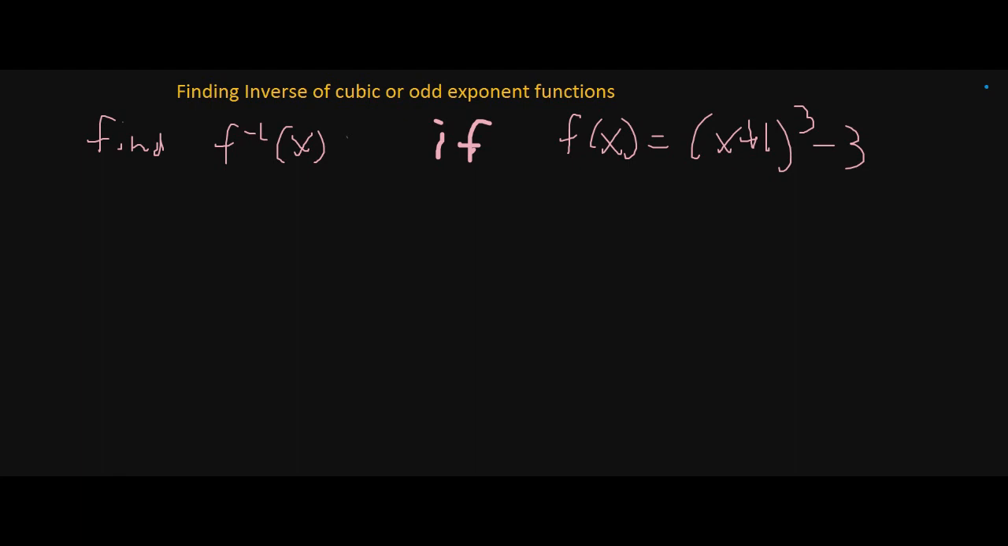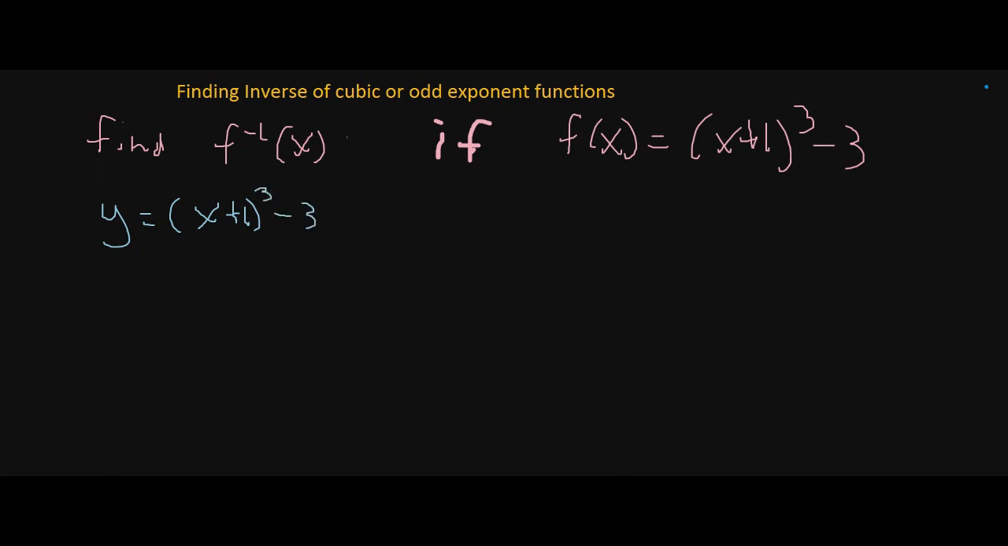Find the inverse of f of x if f of x is equal to (x plus 1) raised to the third power minus 3. Alright, let's go ahead and conquer this problem. First thing I'm going to do is rewrite it as y equals (x plus 1) raised to the third power minus 3.